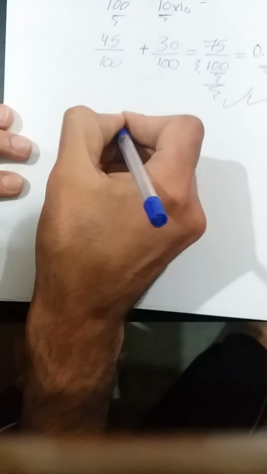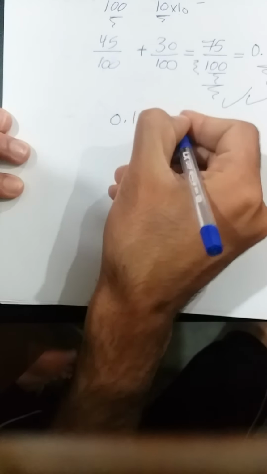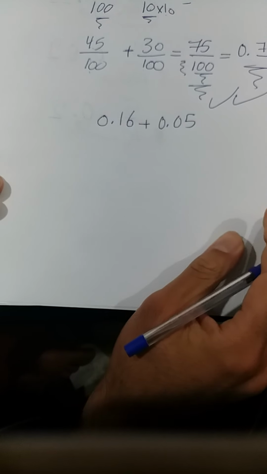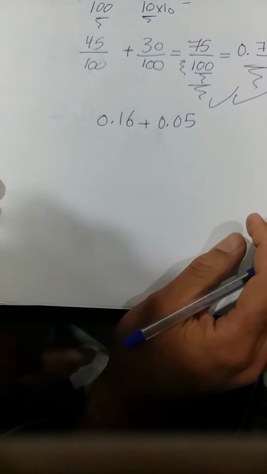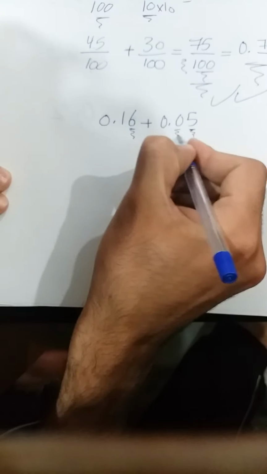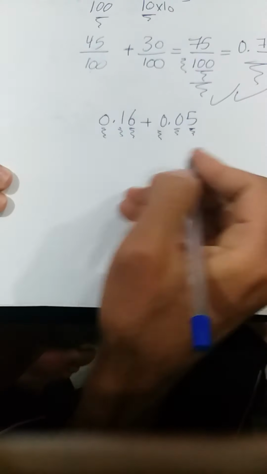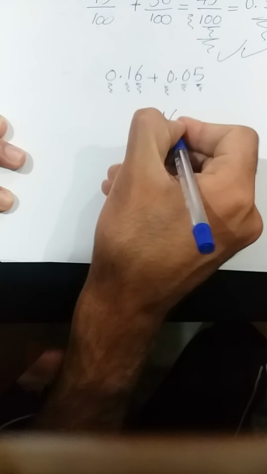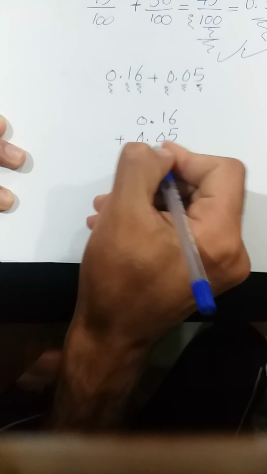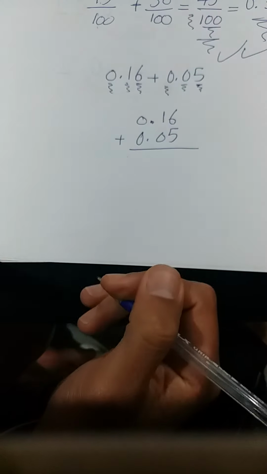Number 2, 0.16 plus 0.05. How am I going to add this? Yalla, how am I going to add it? Teacher, I'm going to add the digits together. To make it easy for you, put it in the vertical way, not the horizontal way. Write 0.16 like this plus 0.05. Okay? Make it in a good way so I can add and get the correct answer easily.